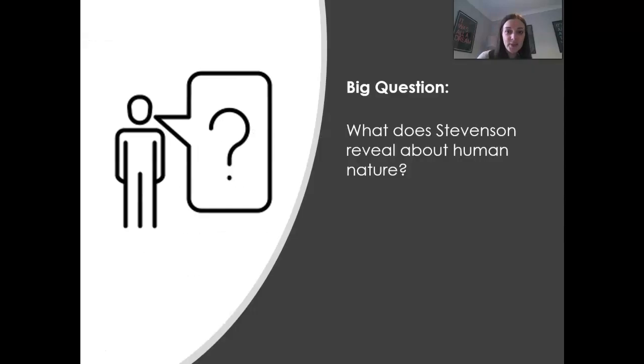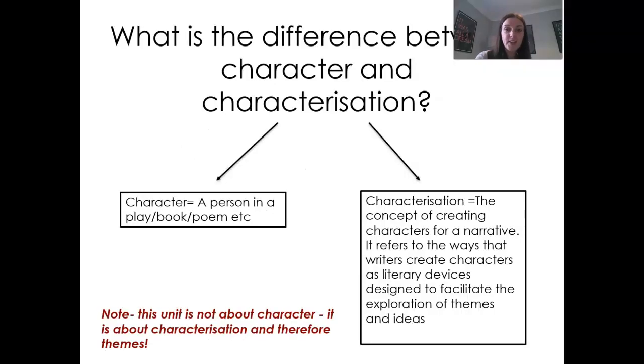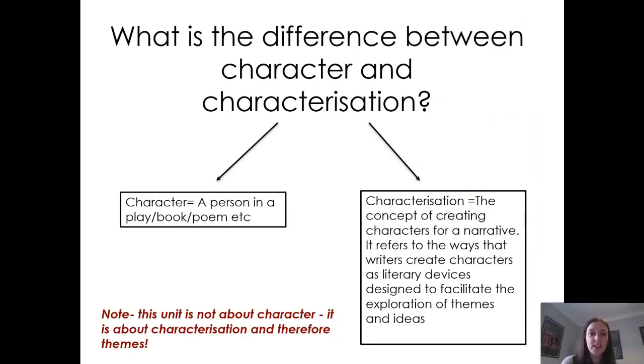And what we're thinking about here is really how writers create characters and use characterization in order to convey ideas to their reader. So we're going to be asking the question really, what does Stevenson, our next author, reveal to us about human nature? So the first thing we need to do then is look at the difference between character and characterization. So we need to get a definition for each of these.